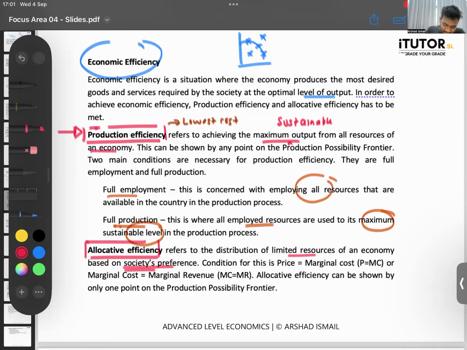So in order to achieve allocative efficiency, there is a condition. The price has to be equal to marginal cost. Can you make this correction here? This is not marginal cost, marginal revenue anyway.